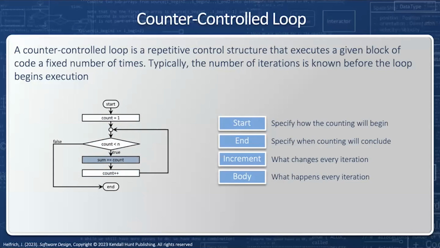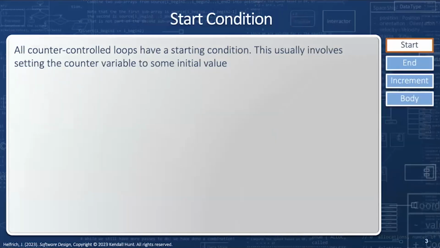Every time we have a counter control loop, we have to answer these 4 questions, and each counter control loop has these 4 parts. So let's start with the start condition. All counter control loops have a starting condition. This usually involves setting the counter variable to some initial value. The default is 0, but it could be any value.